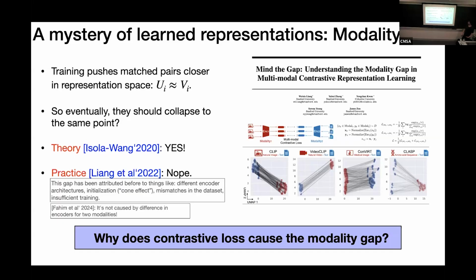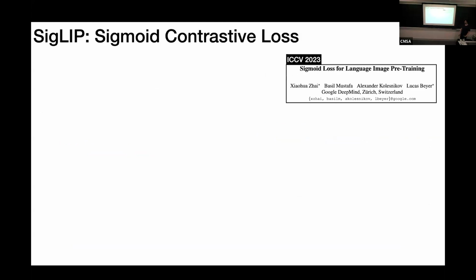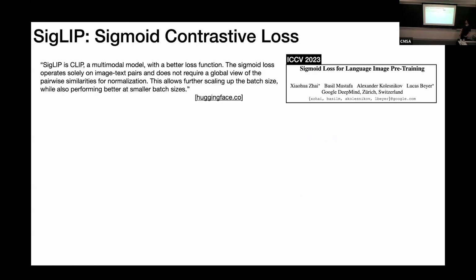Okay. So that's one of these burning questions that we'd love to say something about. Like I said earlier, we're going to focus on SigLIP, Sigmoid Contrastive Loss. This is a model developed by Google DeepMind a couple of years ago. And at the most superficial level, there's this quote from Hugging Face, where you can download SigLIP, which is that SigLIP is CLIP, but it's just way better.